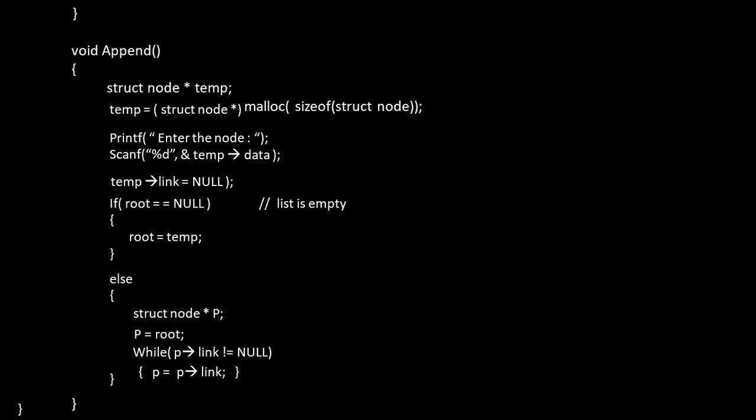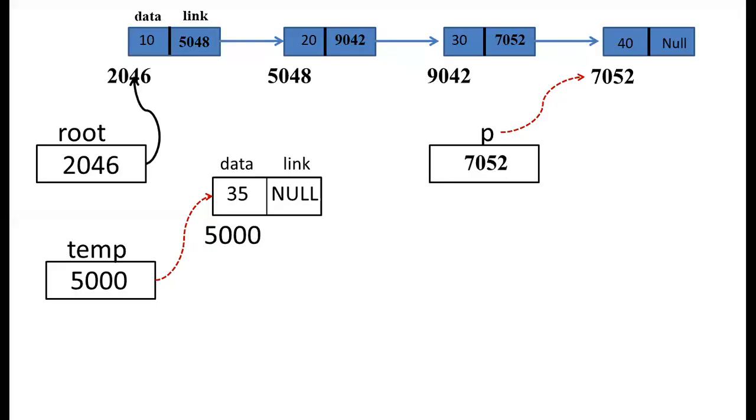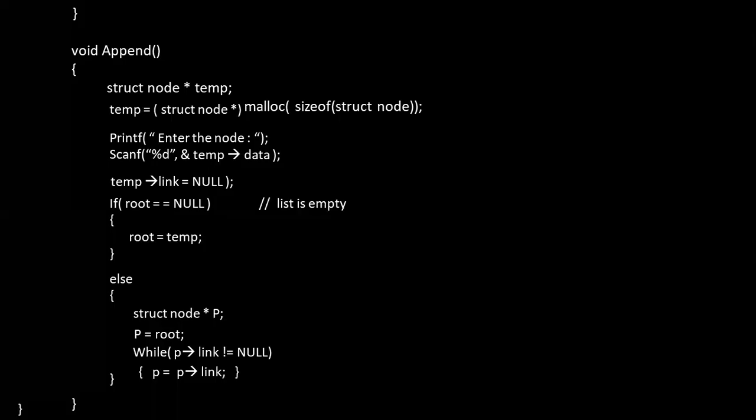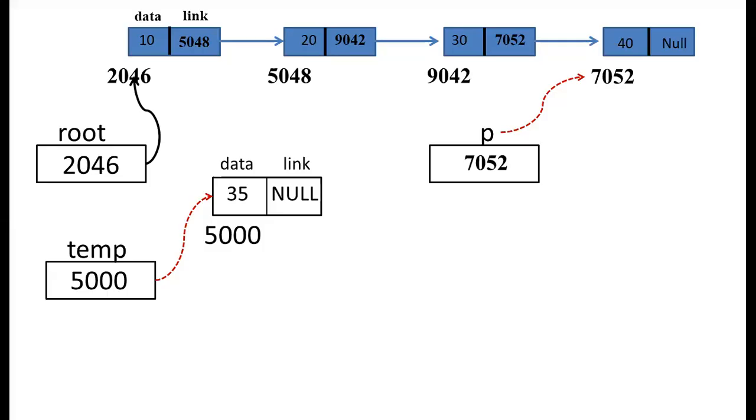So when the 7052 to link value is null, what we are doing? We have to exit this particular while loop. So whenever we get p2 link value null, we have to come out of the while loop. So finally, the p will be pointing to this particular last node.